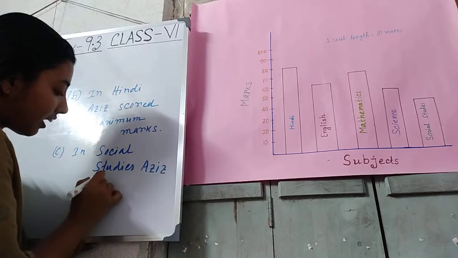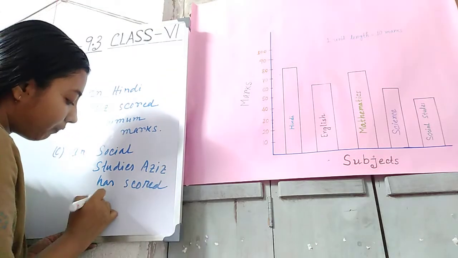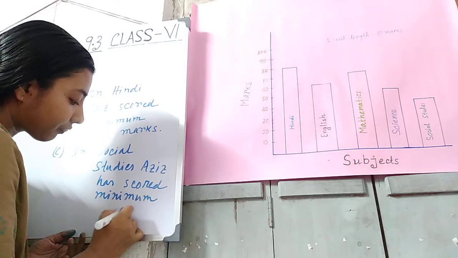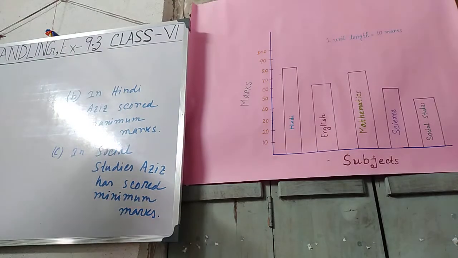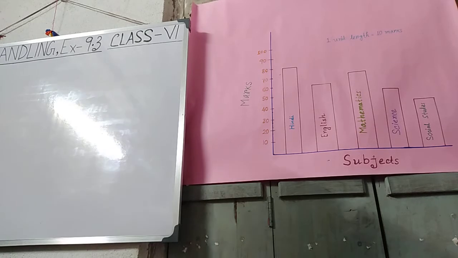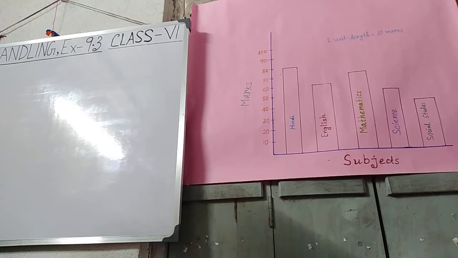Aziz has scored minimum marks. Now we move to the next question. Our next question, state the name of the subjects and marks obtained in each of them.